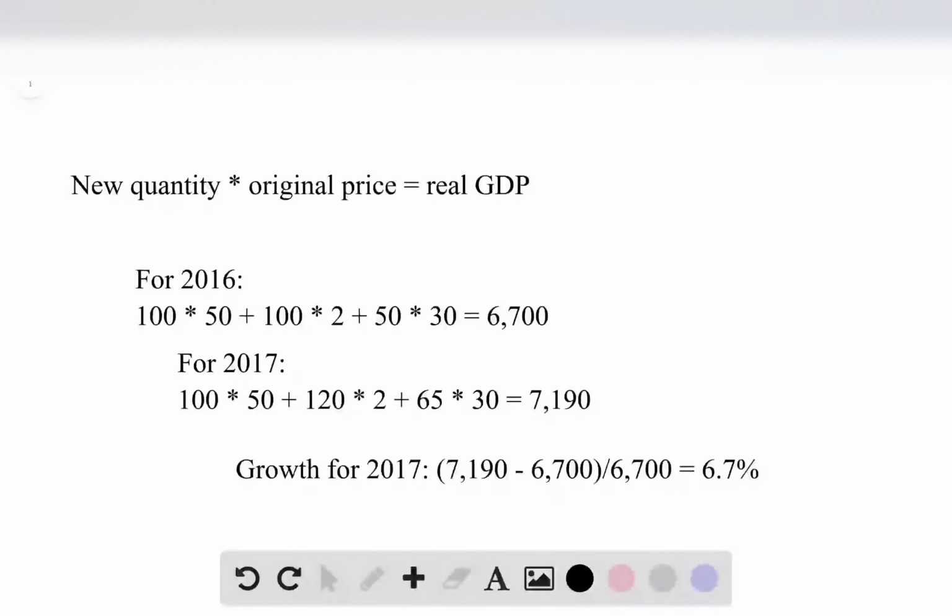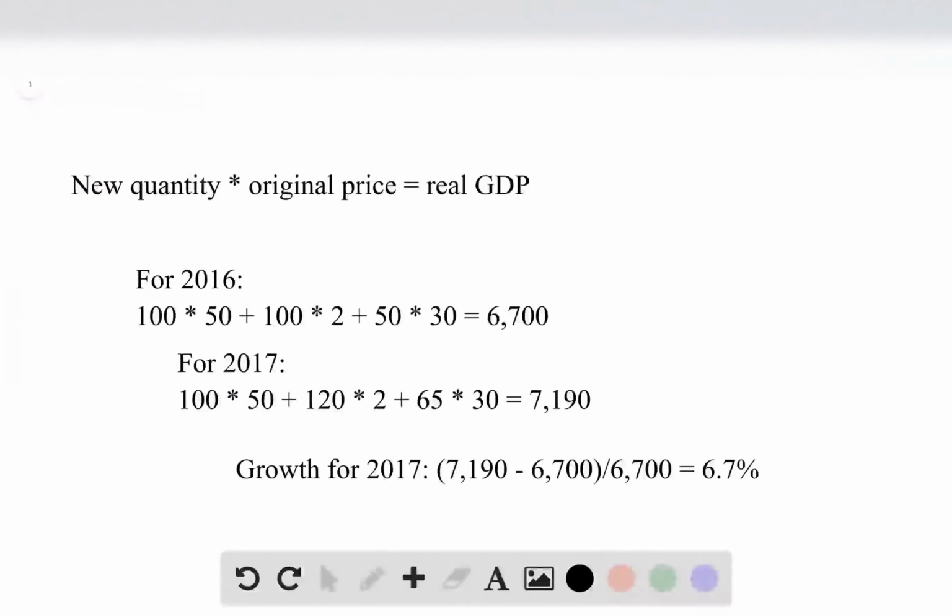Okay, so since we're not including cotton, we're just doing the other three goods, we take their original prices and their new quantities and multiply those together. So one more time, we're going to take the original price for a good and multiply it by the new quantity for that good. We're going to do that for each of the three goods for a specific year and then add it all up. So for 2016, we have 100 times 50, 100 times 2, and 50 times 30. So we have those three products, we add them all up, and we get 6,700.